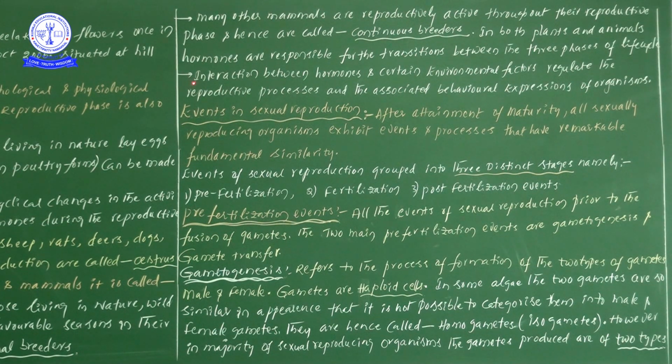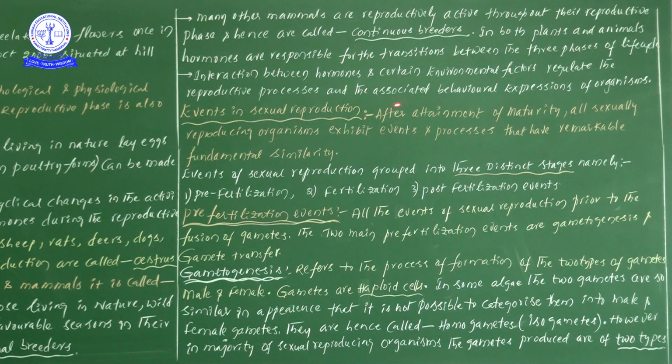The interaction between hormones and certain environmental factors regulates the reproductive processes and associated behavioral expressions of organisms. Means when the hormones and the environmental factors interact together, they regulate the reproductive processes. For the activity of the reproductive processes, not only is there the involvement of hormones, there is definitely the involvement of environmental factors.